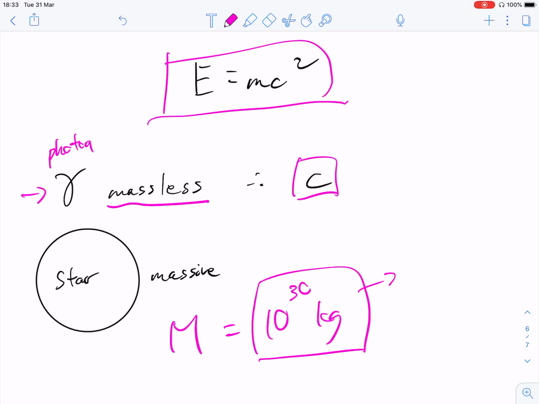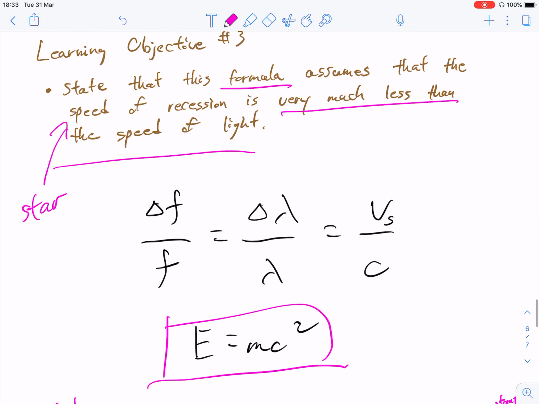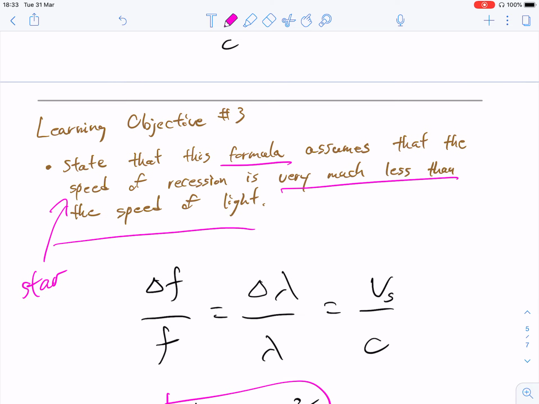So what we're really saying here is that as the mass increases, the energy must also increase if this remains constant. And as a result of that, it becomes impossible to do something like that for objects on the magnitude of a star. All right. Okay, so that's the third learning objective.